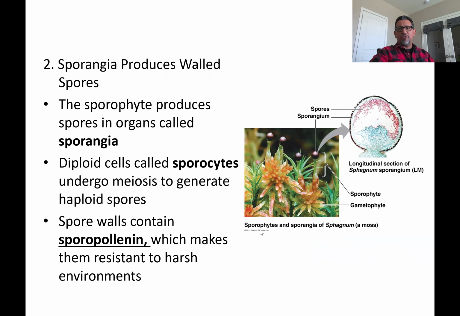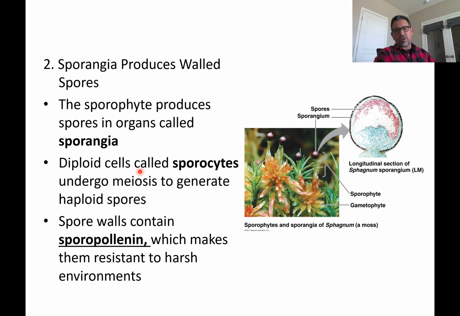Another characteristic of land plants is that when spores are made by the sporophyte, those spores are surrounded and protected by a wall. The sporophyte is responsible for making spores inside of structures called sporangia. So pay attention to this word. Spore is a reproductive cell. Angia means vessel, like a container, like a bottle. So sporangia are vessels, containers, where spores are made and kept until the moment they are ready to be released.